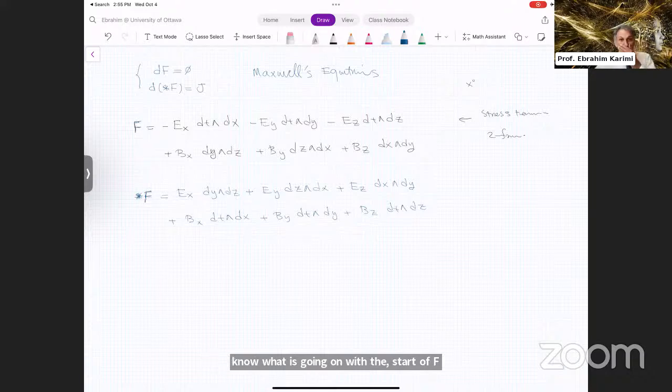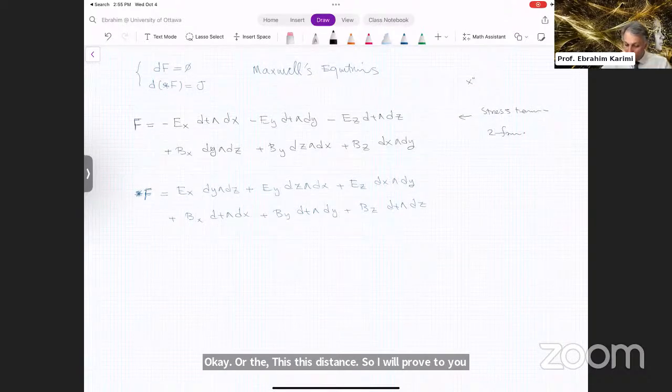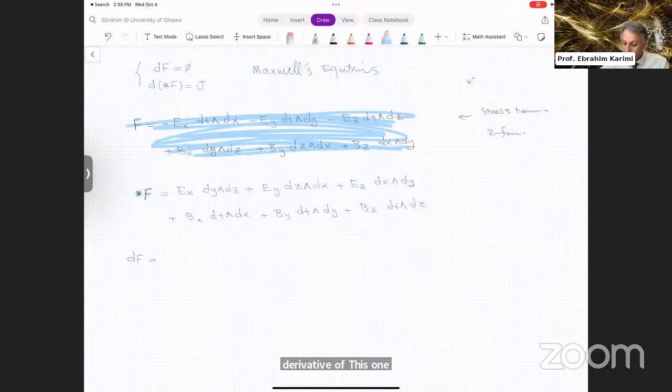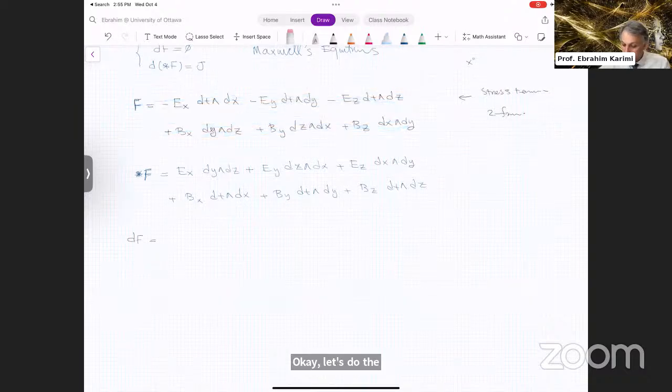I will prove to you that if you do the calculation and calculate what is going on with dF, you will get this relation. So dF, I'm taking the derivative of this one. Okay, let's do the calculation. So let's do the mathematics.